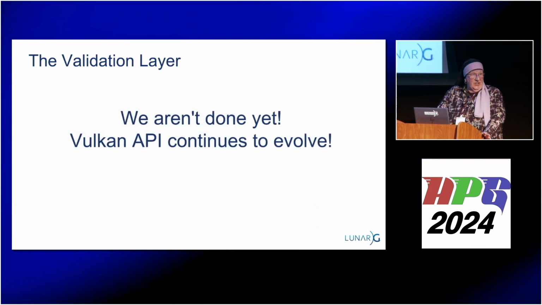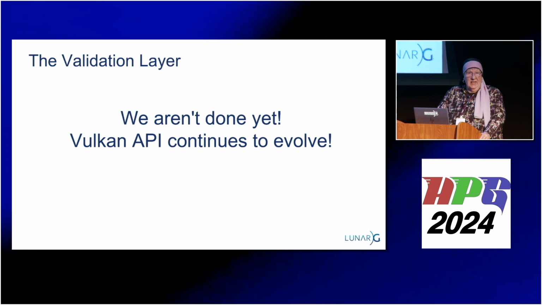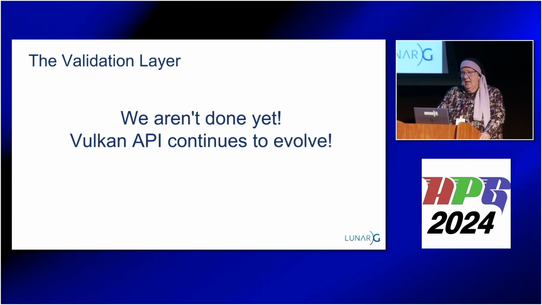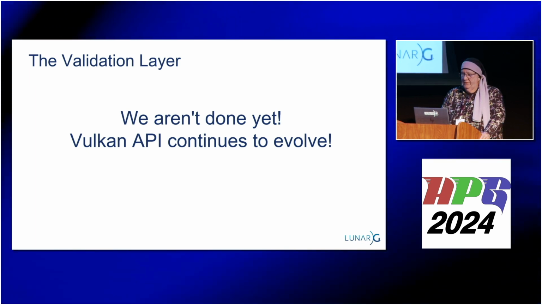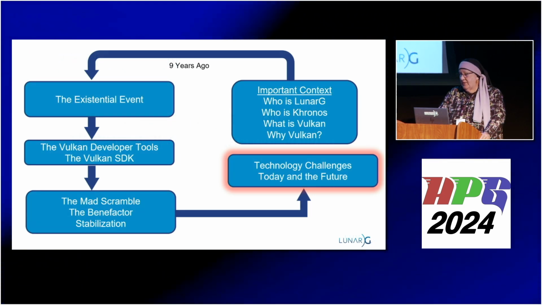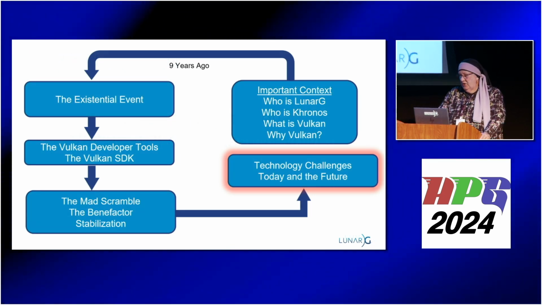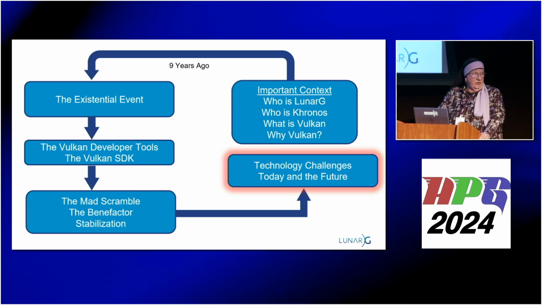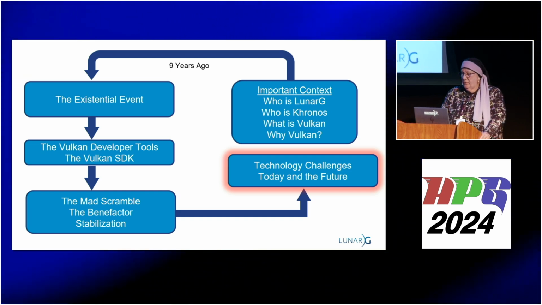So the validation layer, we've made a lot of progress, but I'll tell you, we ain't done yet because that API just continues to evolve. So now I'm going to talk a little bit about some of the technology challenges that we dealt with in the past and in the future. We'll find our ways through them.